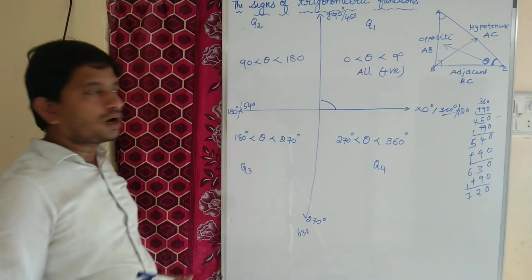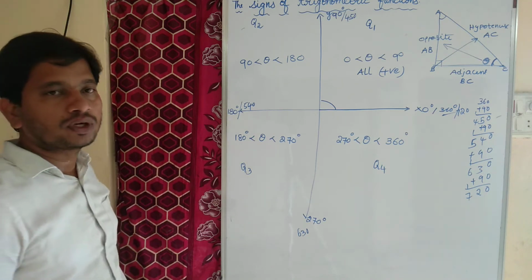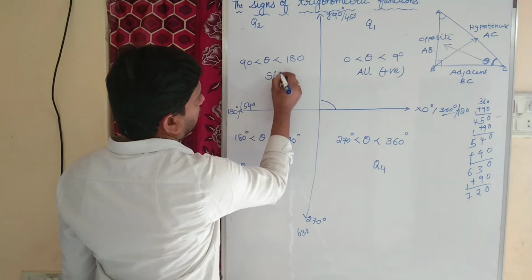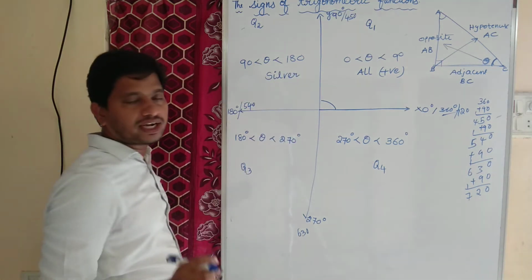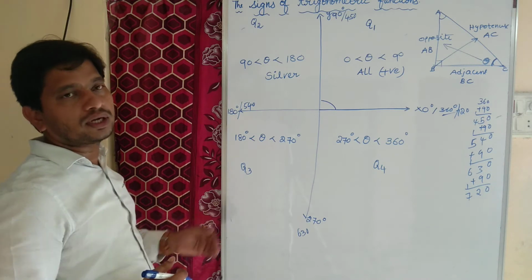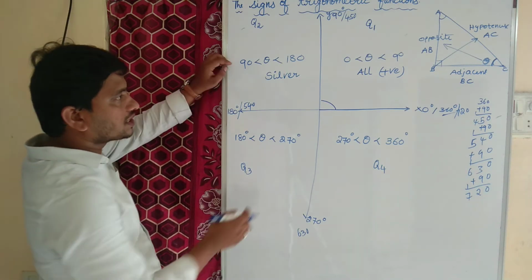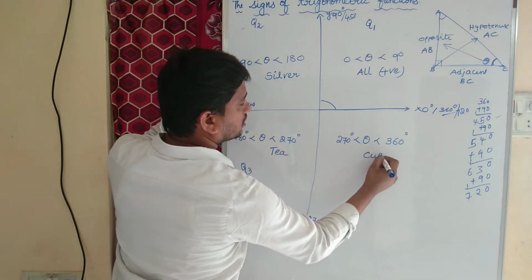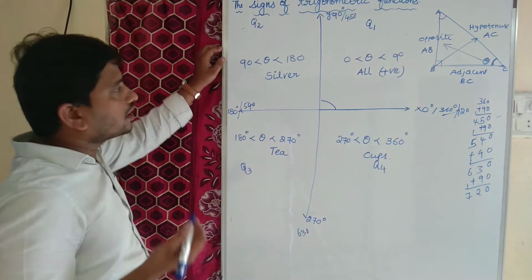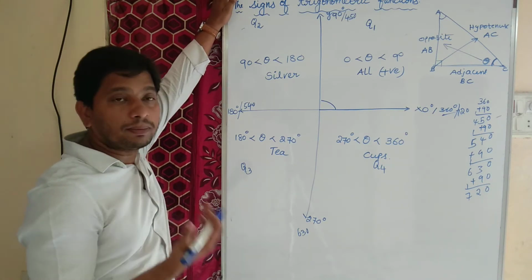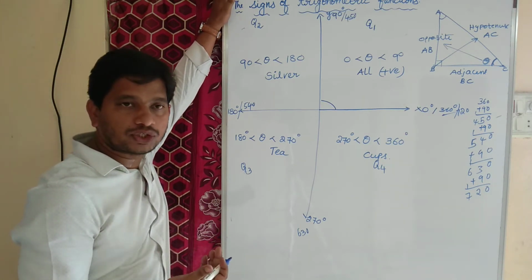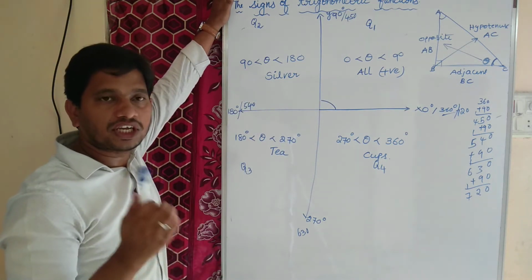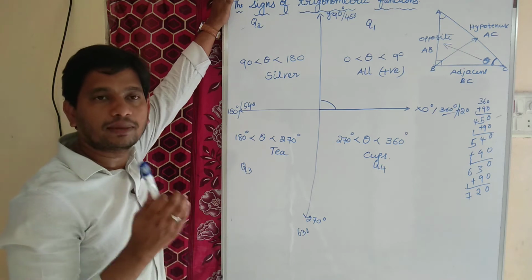In coordinate 1, all trigonometric ratios are positive. Now coming to second coordinate, all silver. This is our convention. So the shortcut to remember the signs of trigonometric ratios is "all silver tea cups", for better remembering.